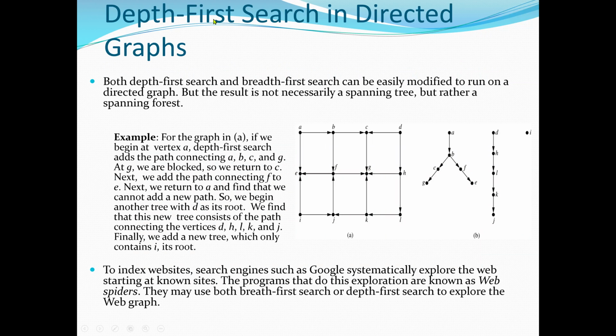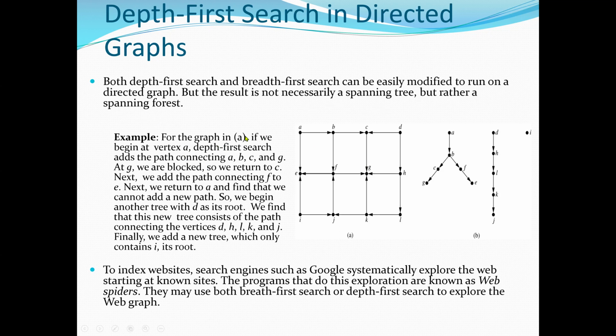We also have the depth first search in directed graphs. Both depth first search and breadth first search can be easily modified to run on a directed graph. But the result is not necessarily a spanning tree, but rather a spanning forest. So an example is given here.